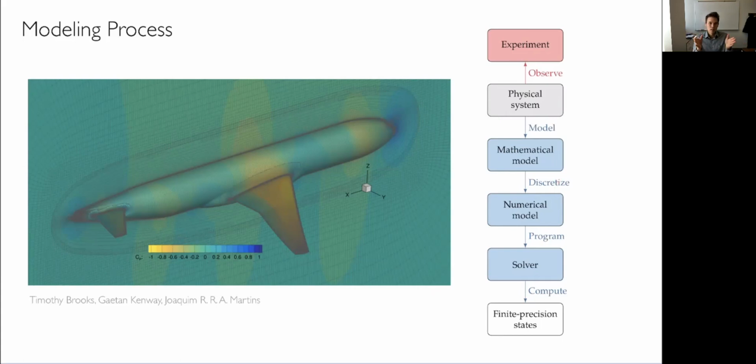Obviously, if we have too big of segments, it's going to be highly inaccurate, but we can't have an infinite number. And so we need to consider that source of error.